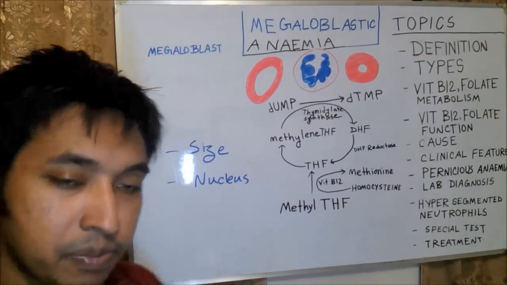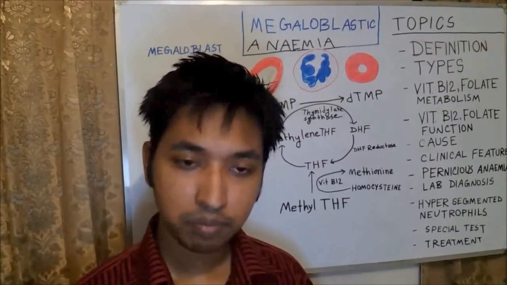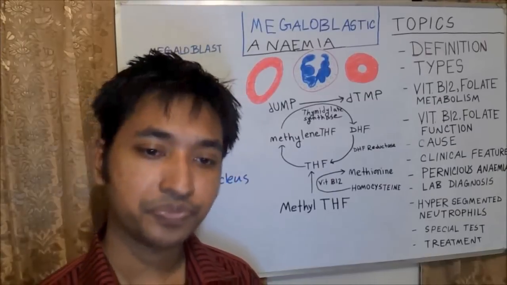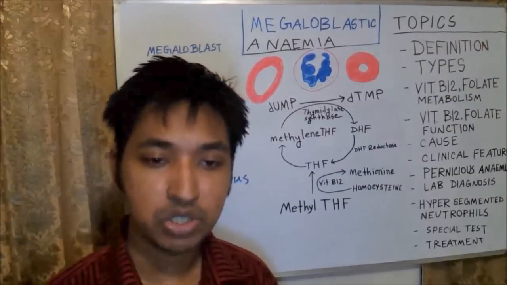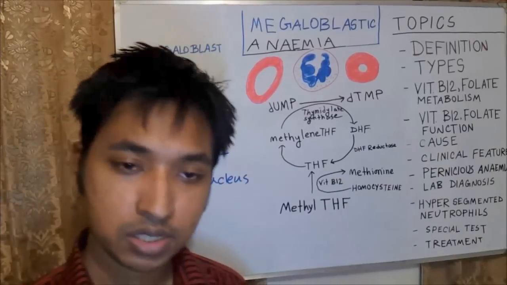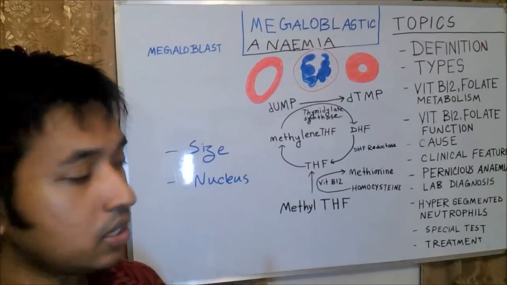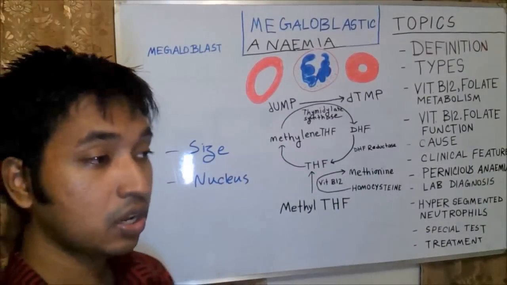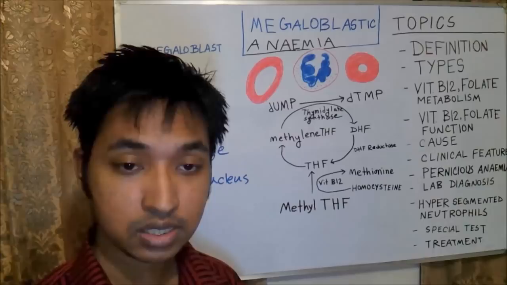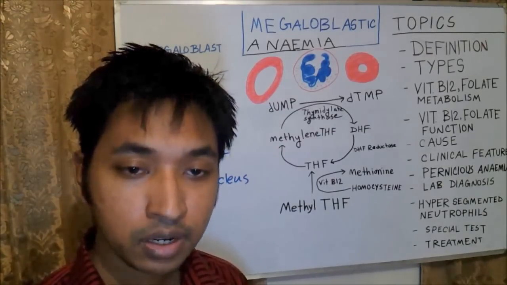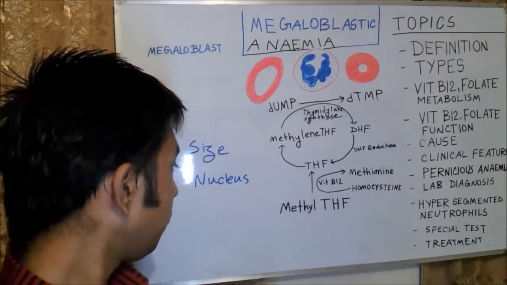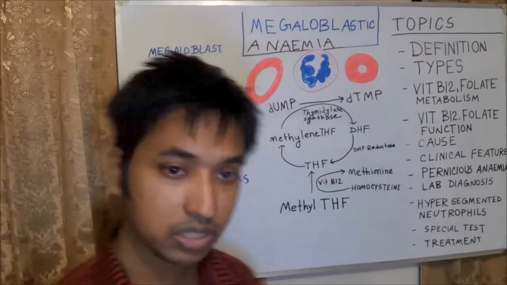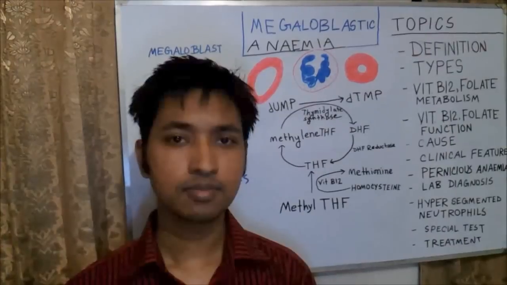I'm repeating again, what is a megaloblast? Megaloblast is an unusually enlarged normoblast. What is the difference between a megaloblast and a normoblast? The first point is, of course, the size. The second point is the nucleus. The chromatin network of the nucleus of megaloblast is more open and fine. And also, the nuclear stippling persists for a longer period of time in case of megaloblast.